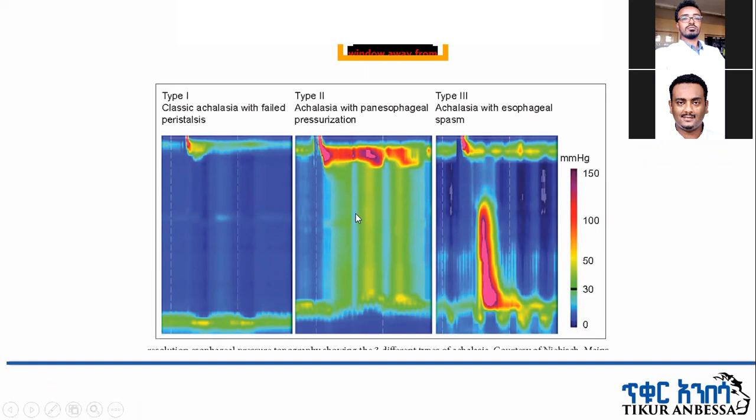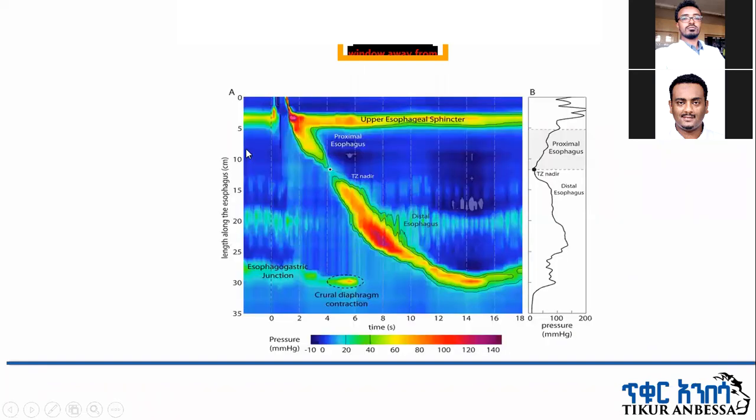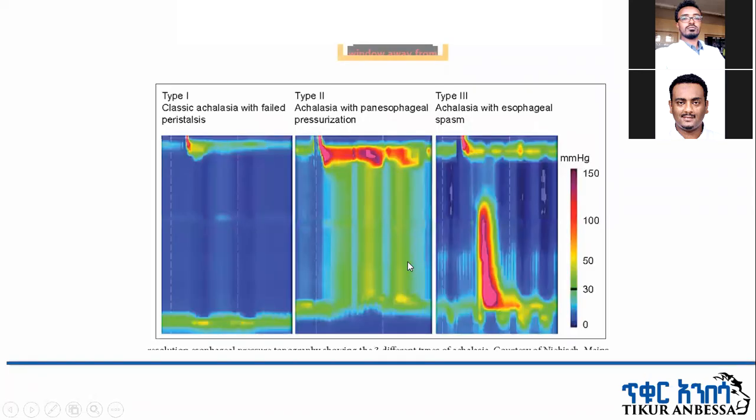If you compare it to the previous one, the normal swallow could push food down because when the first parts contract, the next parts are relaxing at that specific time. And when the second part contracts, there is gradual increment in pressure. So that's how food travels down the esophagus. But here, as you can see, the entire esophagus is contracting at one time. So food cannot pass this way, and there is failure of relaxation.